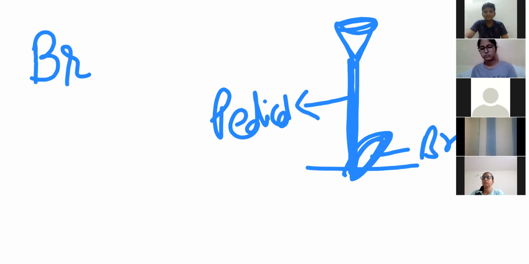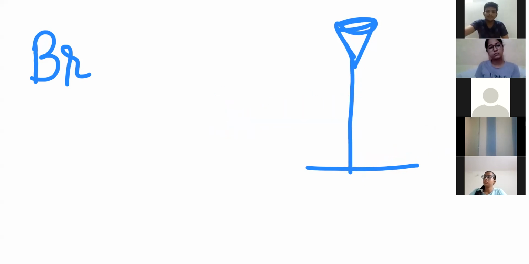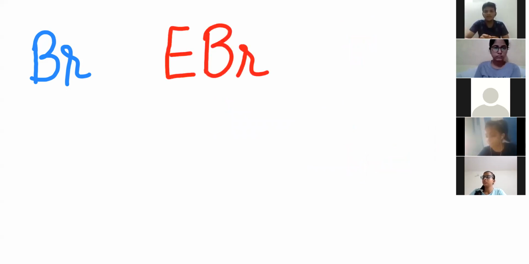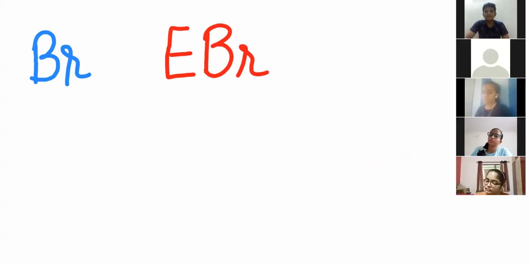Now in some flowers a bract is present, so we call them bracteate, and if not, we call them ebracteate, right? So if we want to write bracteate, we simply write BR, capital B, small r. Then for ebracteate, write EBR. EBR indicates ebracteate, BR indicates bracteate.